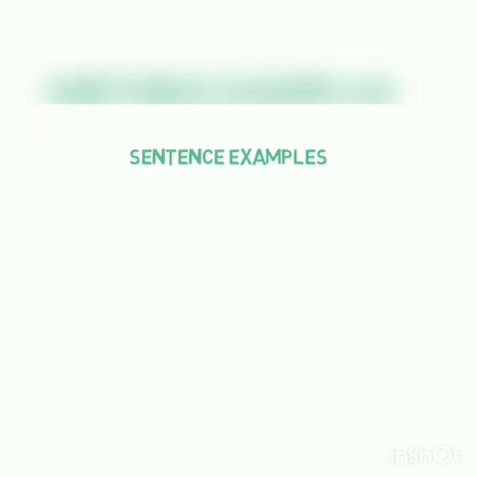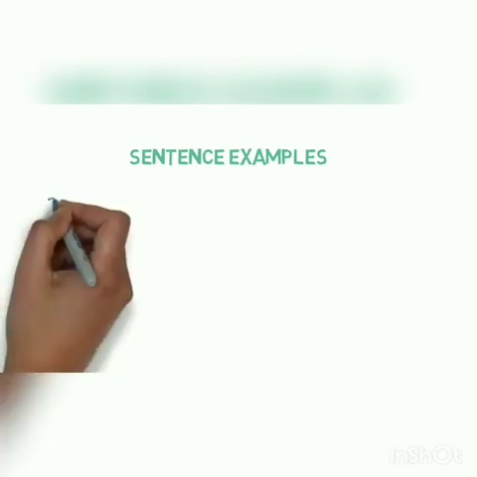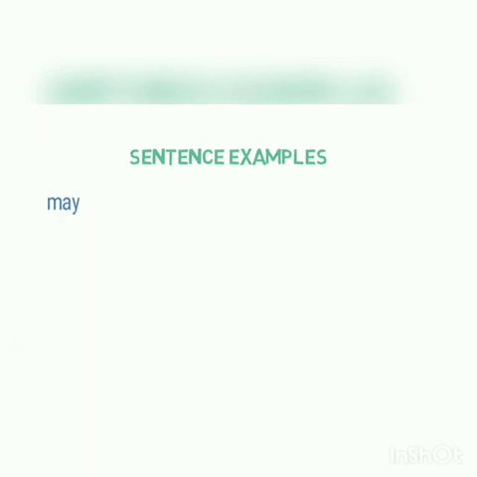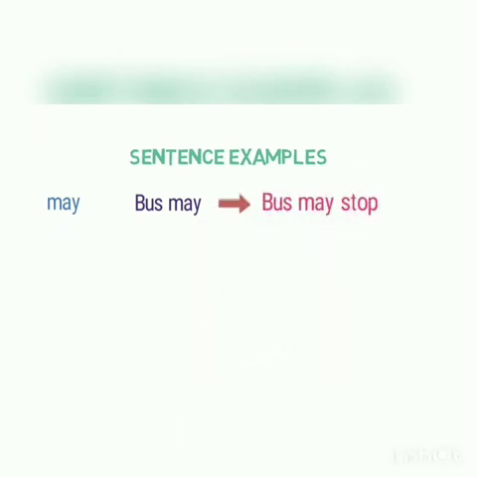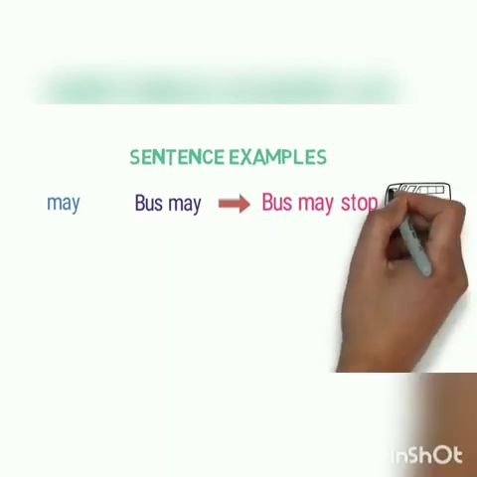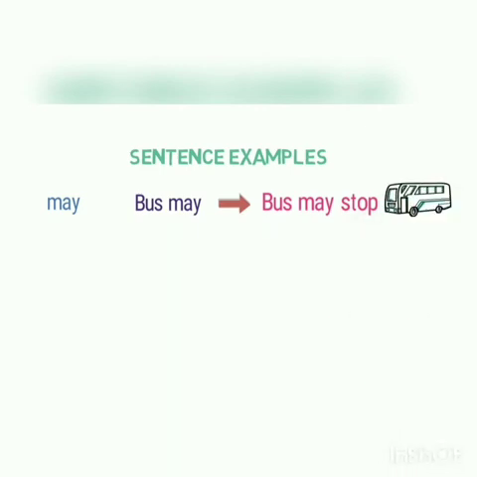Let me give you sentence examples to make you clear about them. For the first example, we are using the helping verb may. Look at this sentence, bus may. Can you understand what this sentence is saying about the bus? Bus may what? Now look at the complete sentence. Bus may stop. Here we are telling that the bus may stop. That is, we are not sure whether it will stop or not, but it is giving complete meaning to the sentence. So the helping verb is may here and the main verb is stop.